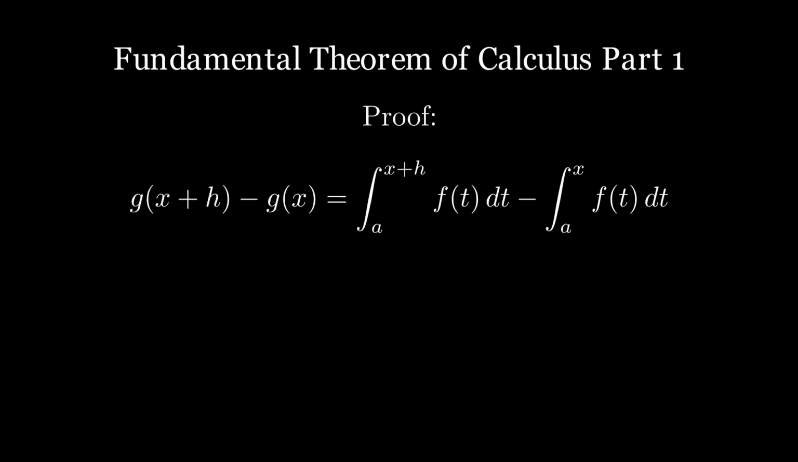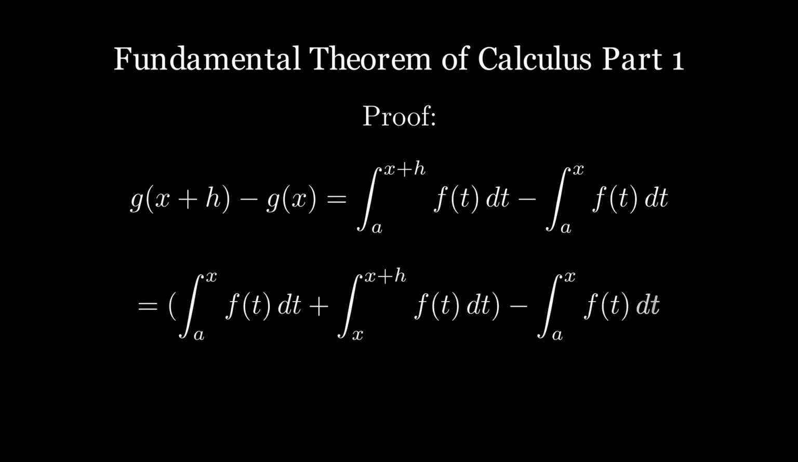If a function is continuous, an integral can be separated into two integrals with an intermediate bound between the upper and lower bound. The integral from a to x plus h of f of t is separated into one integral from a to x and another integral from x to x plus h. The integral from a to x is cancelled out and leaves the integral from x to x plus h of f of t with respect to t.